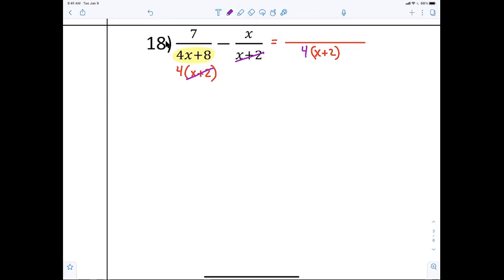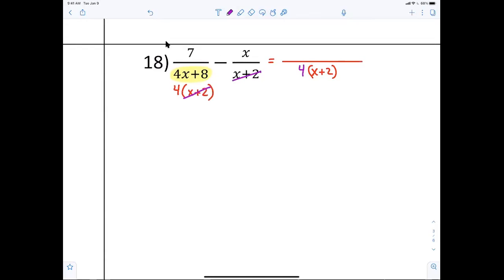So what do I multiply the second fraction by? 4. 7 minus 4x. Now, can I reduce the 4 and the 4? No, because although this 4 is bounded by multiplication, these two things are bounded by subtraction. So you cannot cancel. All right, you cannot cancel.